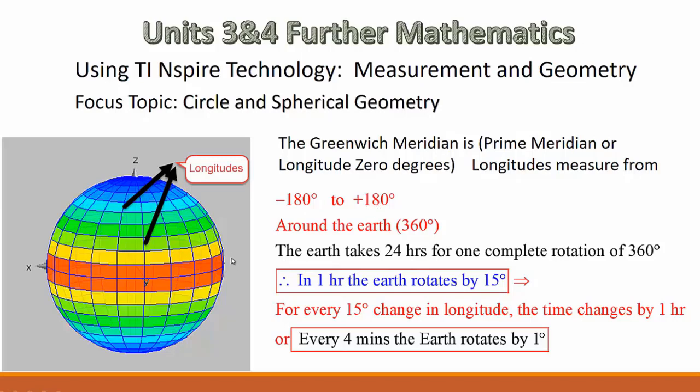And what that means, if the Earth spins around, in one complete rotation, it's obviously turned by 360 degrees, and we also know it takes 24 hours to do so. So in 1 hour the Earth rotates by 15 degrees. That's also saying every 4 minutes the Earth rotates by 1 degree. So in 1 hour the Earth rotates by 15 degrees. That's what we are going to use in the calculation later on.